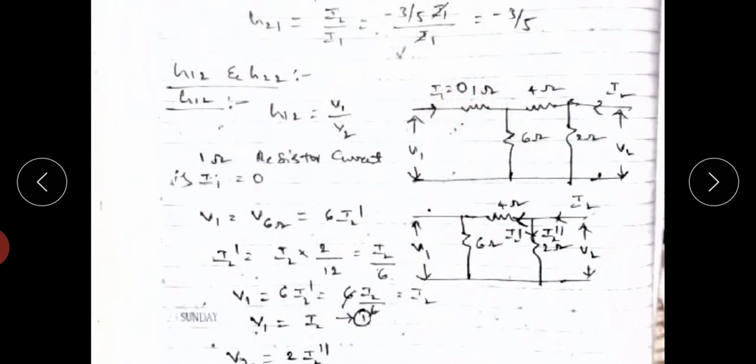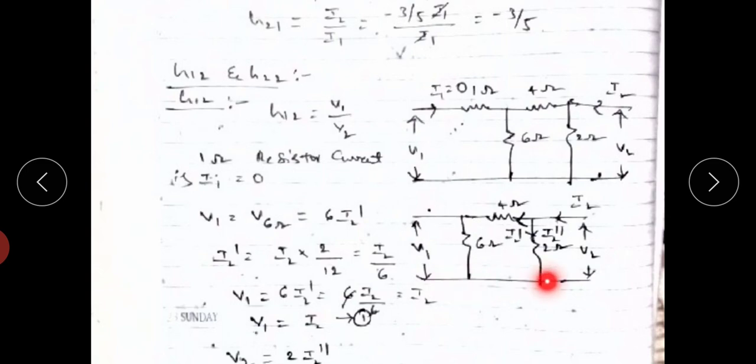If you open port 1, the port 1 current becomes 0. That means I1 equals 0. Here I1 is the 1 ohm current value. So if in a circuit any one resistor's current equals 0, we can remove that resistance value. Here the 1 ohm resistor current value equals 0, so the circuit becomes like this, just removing the 1 ohm resistor. So this is the circuit.